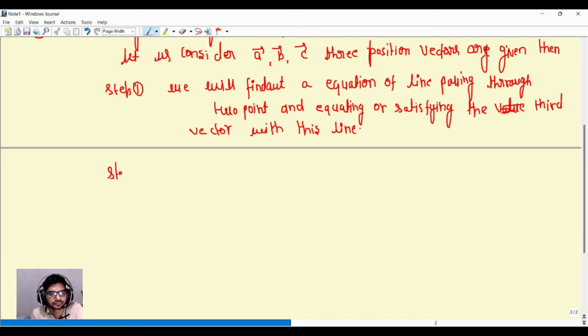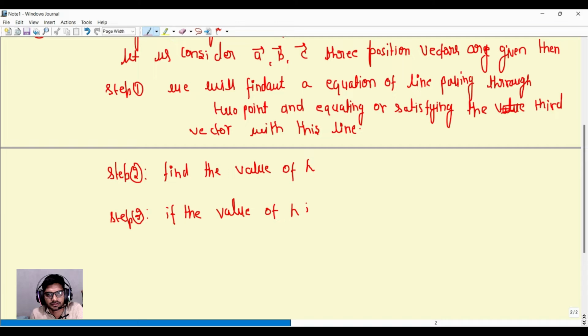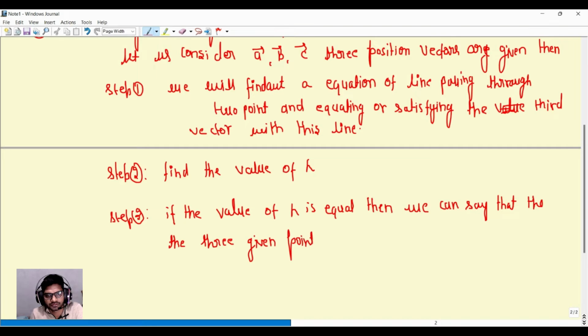Second step, find the value of lambda. Step third, if the value of lambda is equal, then we can say that the three given points are collinear.